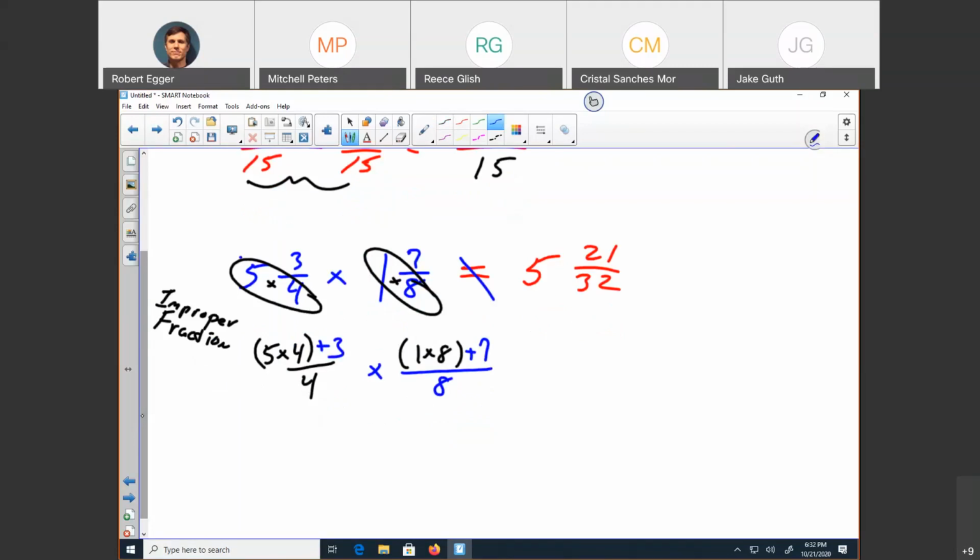So 5 times 4 is 20. 20 plus 3 is 23. And 1 times 8 is 8. 8 plus 7 is 15. I was really hoping for a little bit of reduction there, but it didn't. So 23 times 15. The 20 times 15 is 300. And 300 plus 45 is 345. 345 over 32.